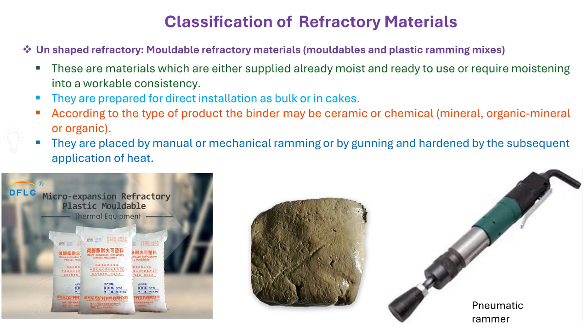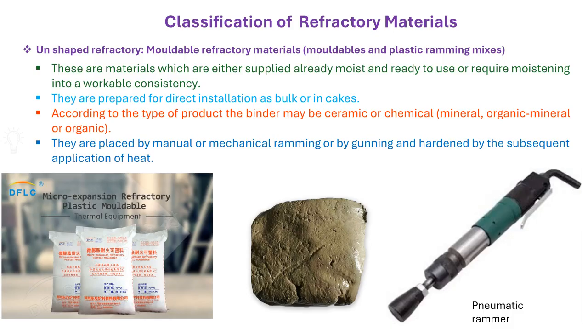There are three main installation methods: manual ramming, or compacting the material by hand using metal rammers; mechanical ramming, using pneumatic or powered rammers for faster, denser compaction; and gunning, spraying the material onto the surface with specialized equipment. Once installed, these materials harden as the furnace heats up, developing their final strength and bonding. Moldable refractories and plastic ramming mixes are especially useful for patching damaged linings or in situations where casting or shaped bricks simply aren't practical.